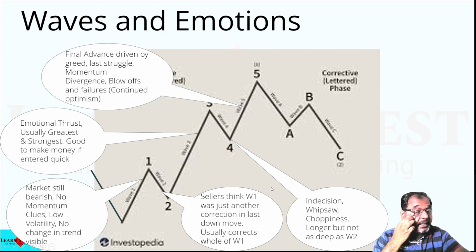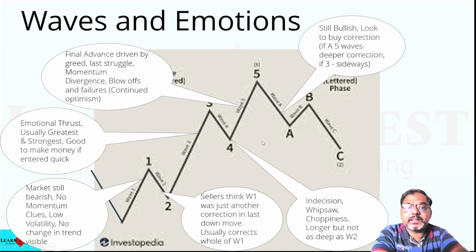After that, there is a final push, and this final push is usually driven by greed or the last struggle momentum. It will have divergences, blowouts, failures, a lot of things, except some of the commodity markets fail to show you divergence on wave 5. A lot of times you would see wave 5 to be strong enough also in the currency pairs. So be a little careful. This is more accurate for the stock markets.